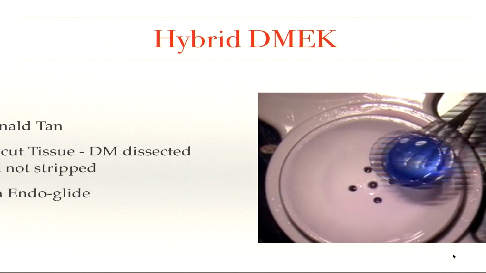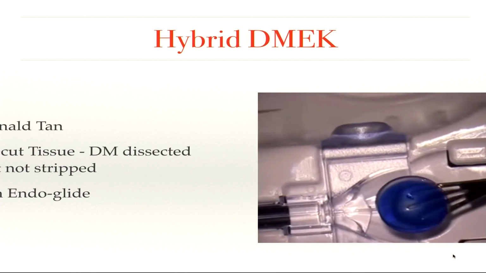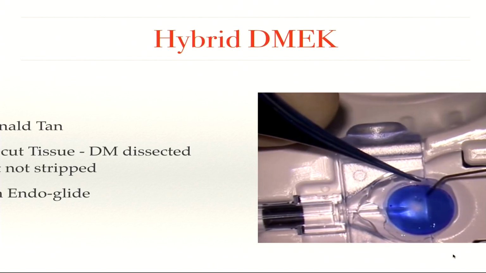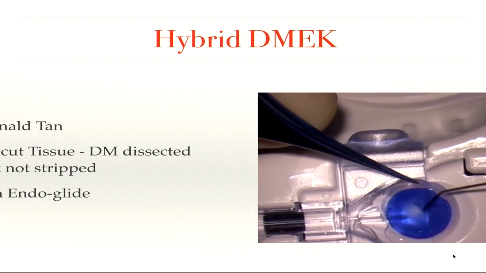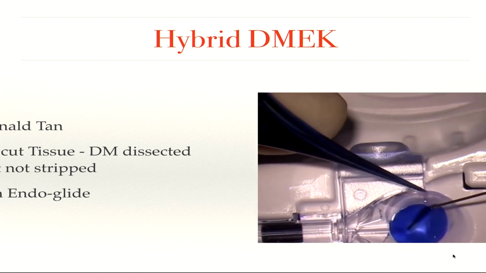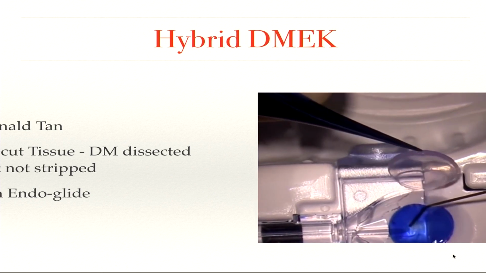And Tan has been using this hybrid DMEK tissue in which he uses a pre-cut tissue like we used to use for DSEK, and then on that he strips the Descemet's membrane and trephines it, and then using his EndoGlide, he selectively pulls in only the Descemet's membrane and holds it with a forceps, similar to what we saw in the trifold technique, under the anterior chamber maintainer. And in his hands, this also gives quite predictable results.